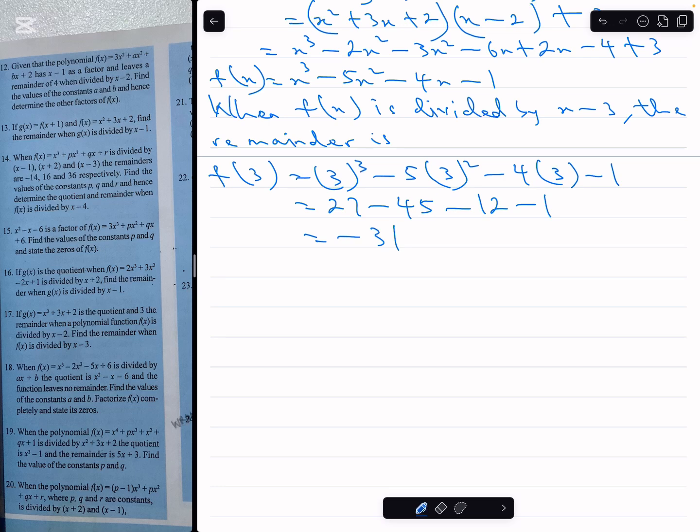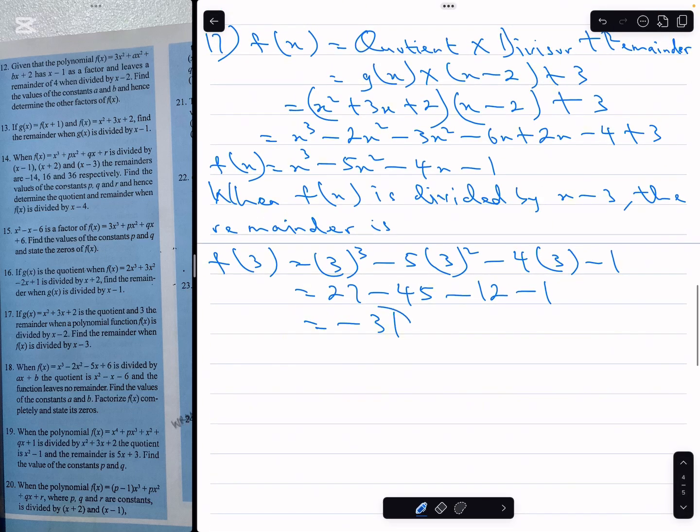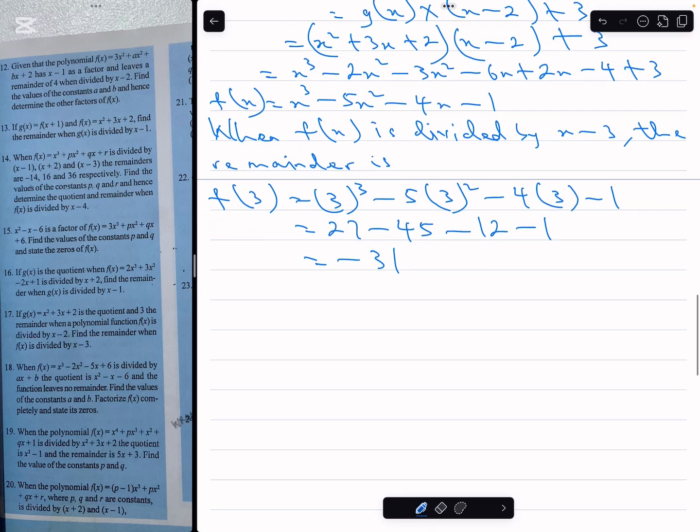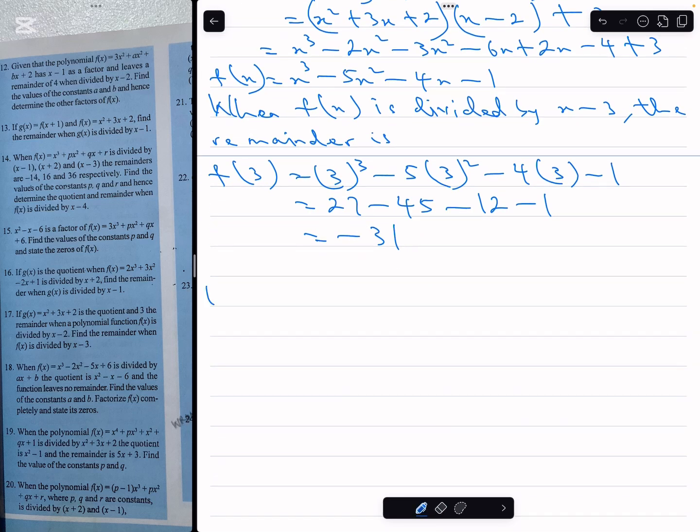If you use the long division method to find the remainder, you should get the same thing. If you divide f of x by x minus 3 using the long division method, you get the same remainder, minus 31. And what's the next one? I think there's a last one, which is 18.